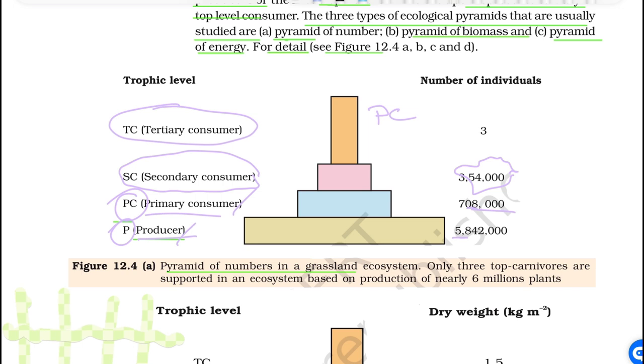So you can write it as P are more than PC, primary consumers. They are more than secondary consumers, SC, and they are more than tertiary consumers. Like this you can write it.